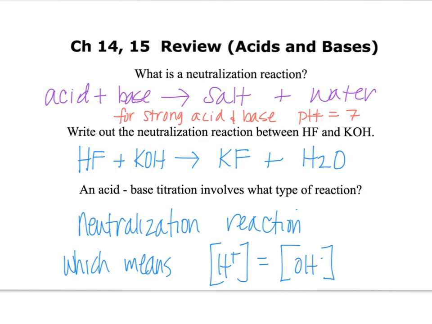Acid-base reactions are just a special type of double replacement. So we still do outside, inside together. And so when I put my inside together, I would get potassium fluoride, and then HOH together would give me water. When we do a titration, that's what we're doing, a neutralization reaction, which means at the end point, we have an equal amount of hydrogen and hydroxide.